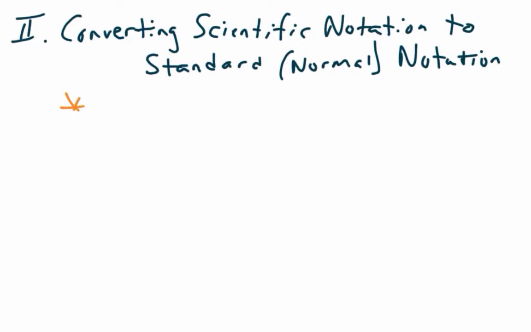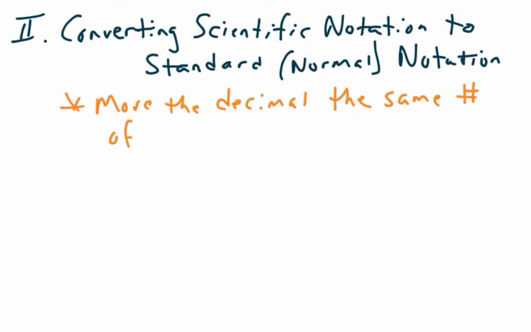So for this here, the key to converting scientific notation to standard notation, we'll have to look at scientific notation soon, but is that you move the decimal the same number of places as the exponent. So move the decimal the same number of places as the exponent.